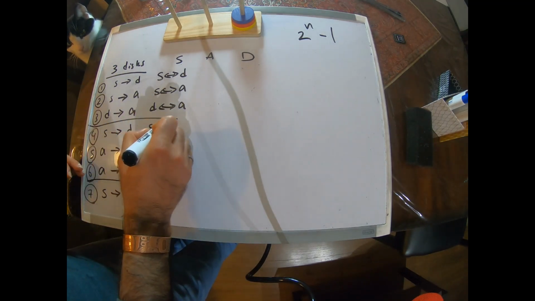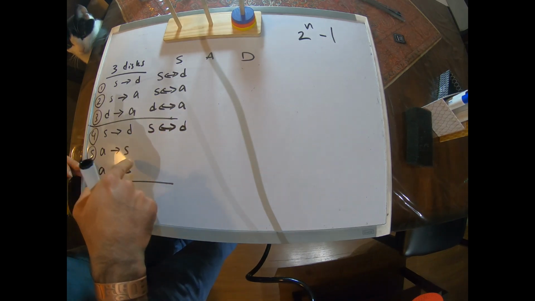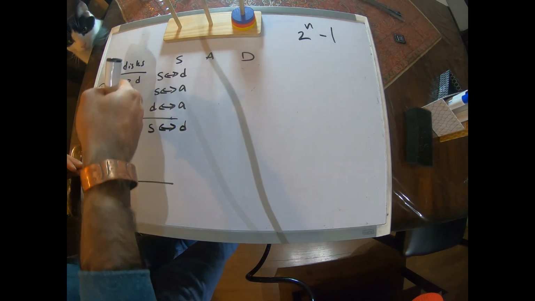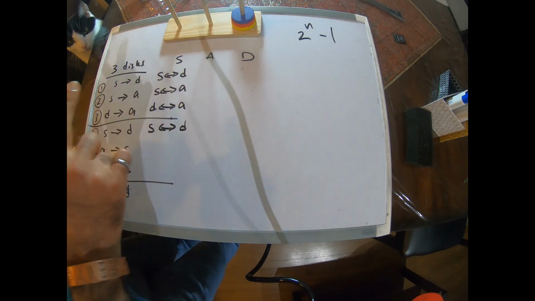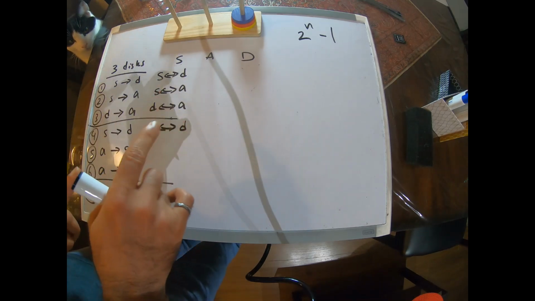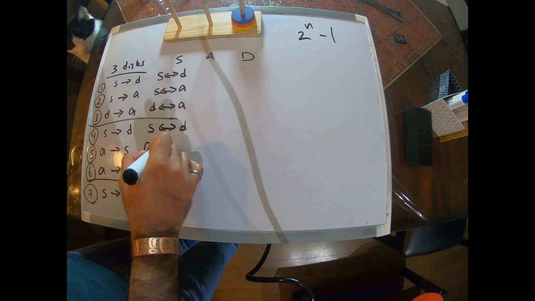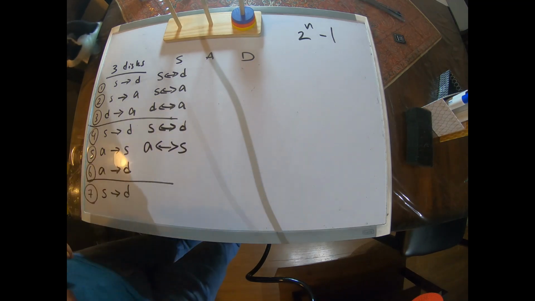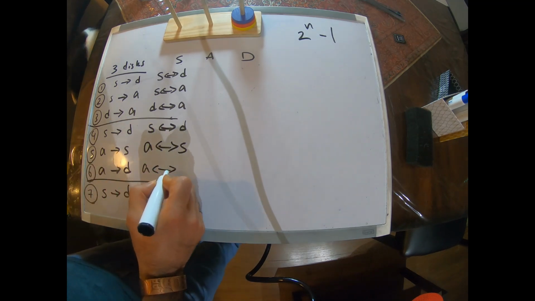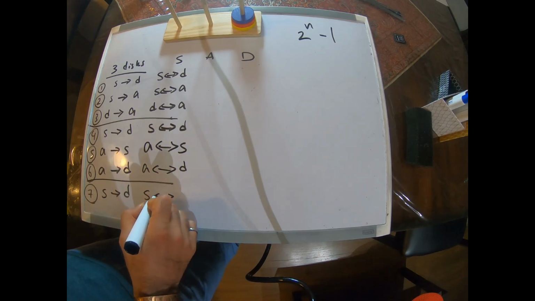Again, we're going to have a move between source and destination. We're going to have a move between auxiliary and source. It's going to be the reverse of what we did before, but you remember that when you want to move a disk between 2 rods, there is only one legal move. So we're going to move between auxiliary and source. We're going to move between auxiliary and destination. And again, we're going to move between source and destination.